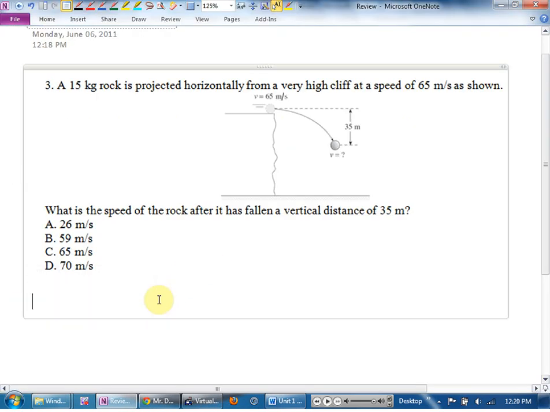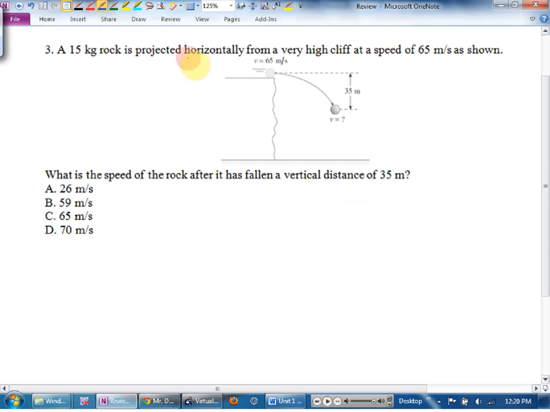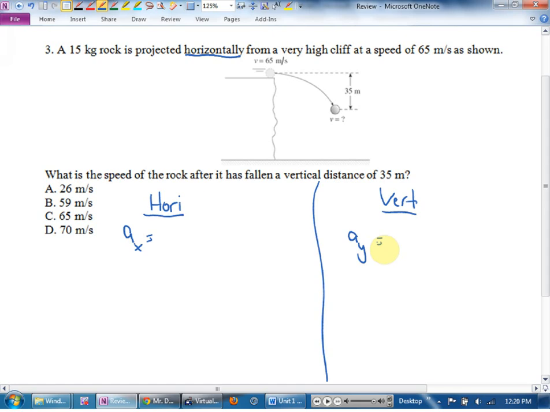A 15-kilogram rock is projected, a projectile, horizontally from a very high cliff with a speed of 65 meters per second. We said, Alyssa, here was our strategy. For projectiles, we always broke everything into horizontal and vertical components. And there were two key ideas. The fact that you knew the horizontal acceleration and you knew the vertical acceleration. What's the horizontal acceleration of a projectile in our magic physics world where everything works nice? Zero. What's the vertical acceleration in our magic physics world if we ignore air resistance? Negative 9.8.